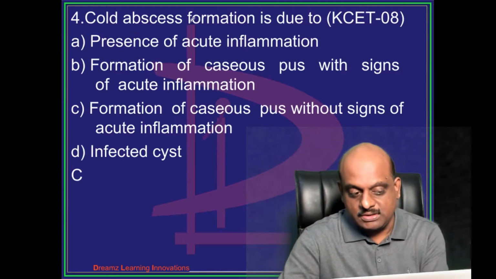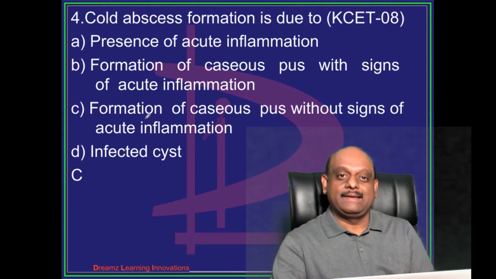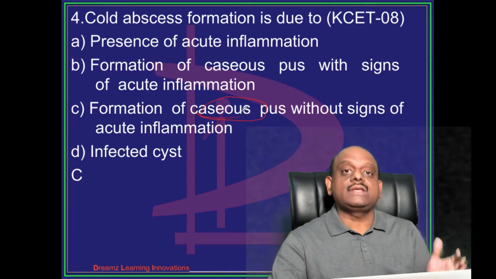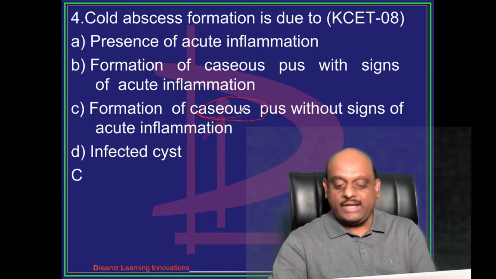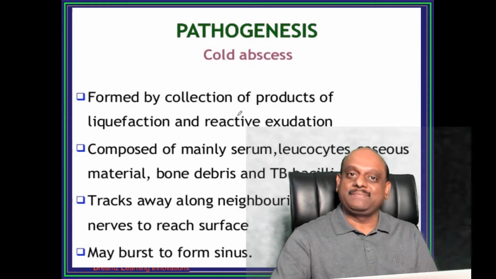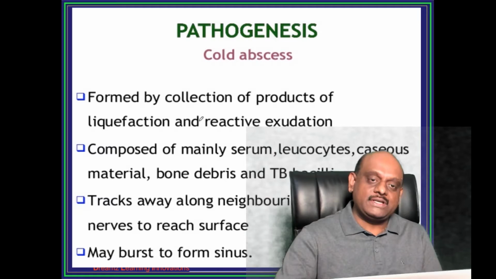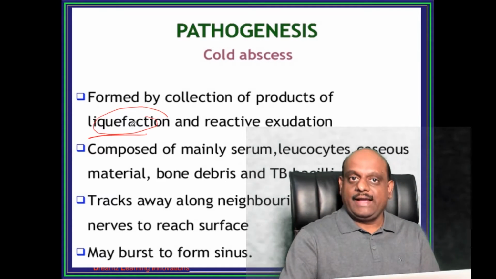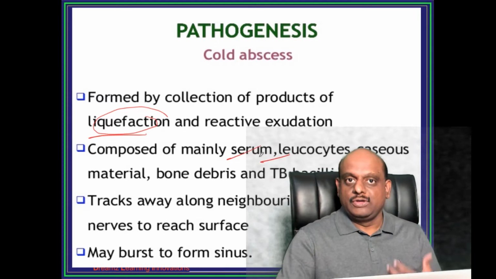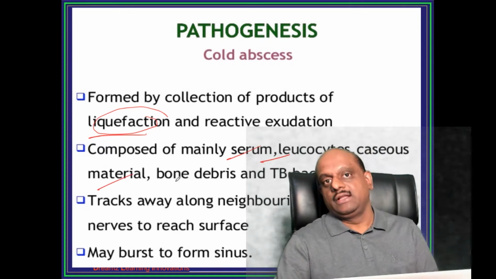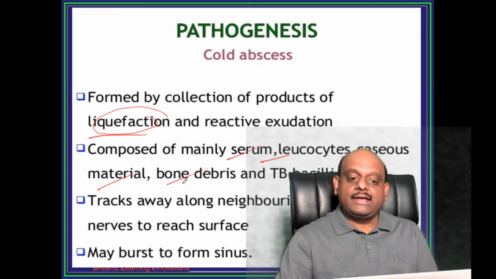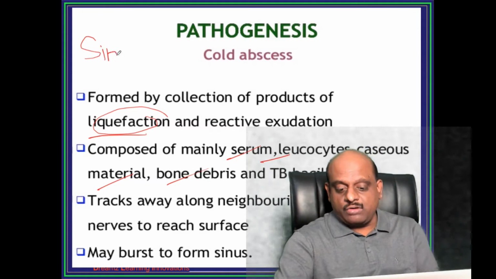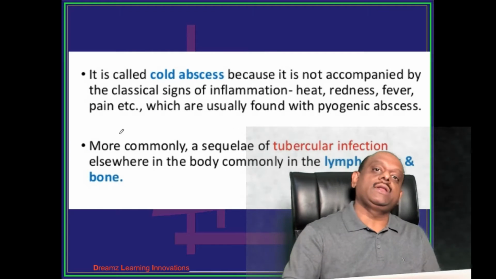Cold abscess, इसका मतलब क्या होता है? The formation of the caseous pus without the signs of inflammation is called as the cold abscess. Why the cold abscess happened? It is because of the liquefaction, and it contains mainly the serum, leukocytes, caseous material, bony debris, and the TB bacilli. Sometimes it can burst and can lead to the formation of the sinus, is what you need to remember.